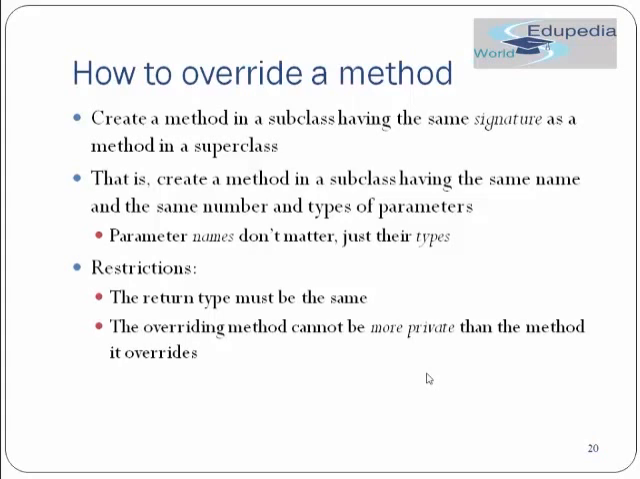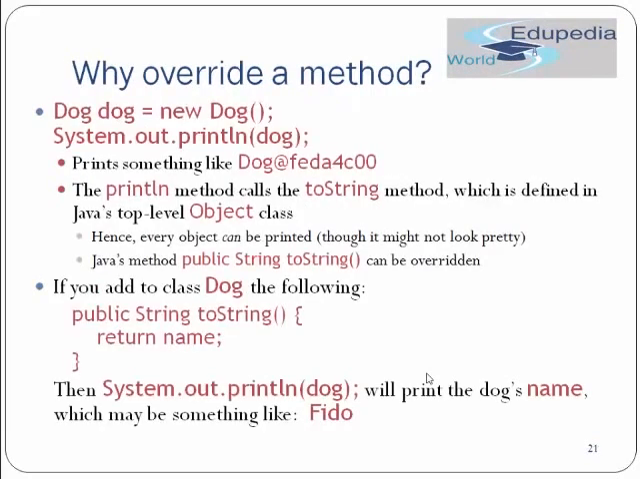So it has to be the same thing. The signature, everything has to be exactly the same. This is a restriction in overriding. So now let's see some more things about why we need to override a method.